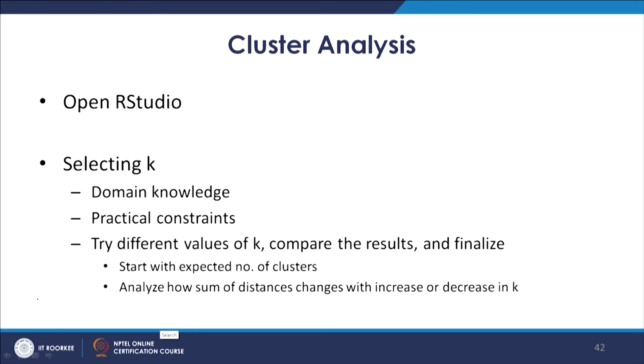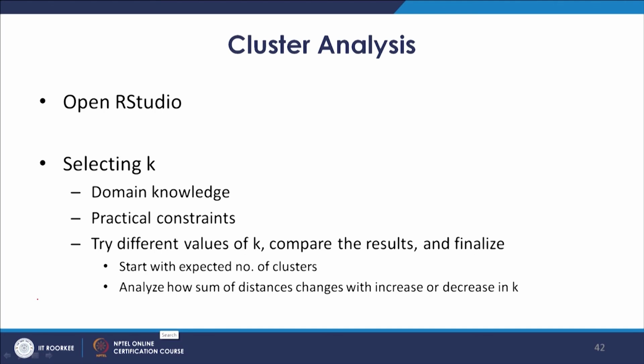So we still have to start with a given number of clusters that are more likely to be there, and then we can start with those number of clusters and experiment. We can try different values of k and then compare the results, and based on that we will be able to pick the best possible value for k. So start with the expected number of clusters and analyze how the sum of distances changes with an increase or decrease in k.